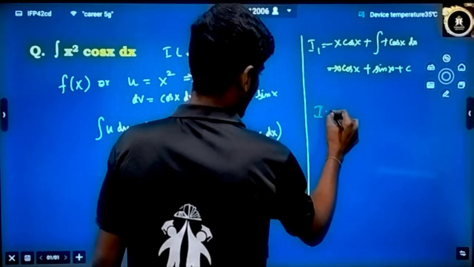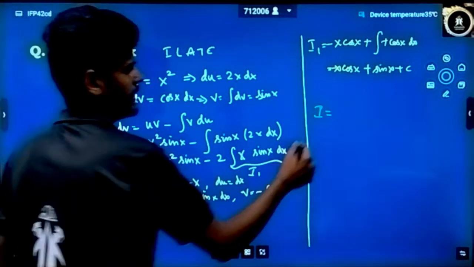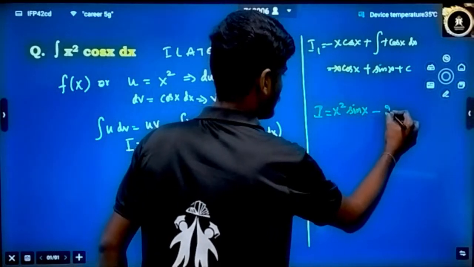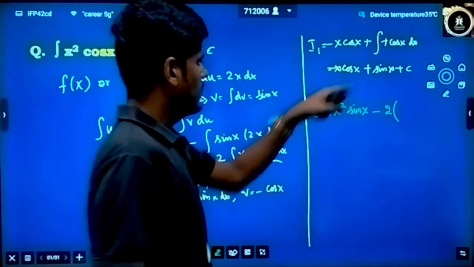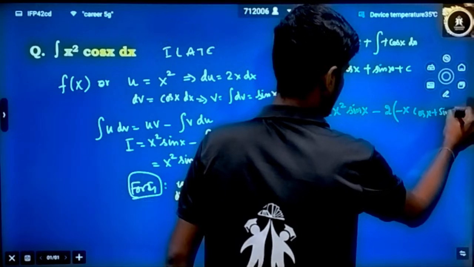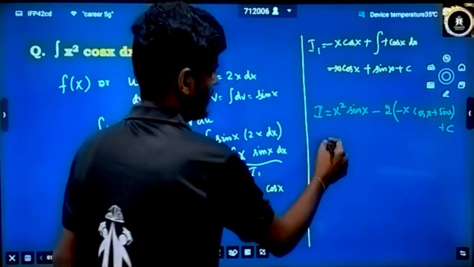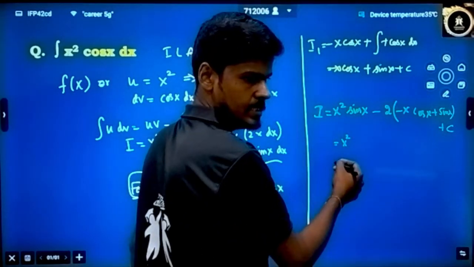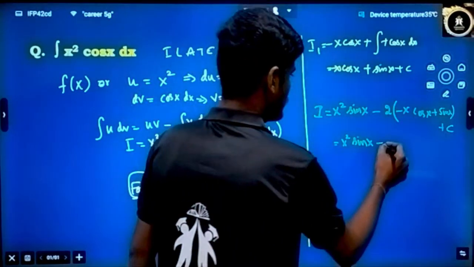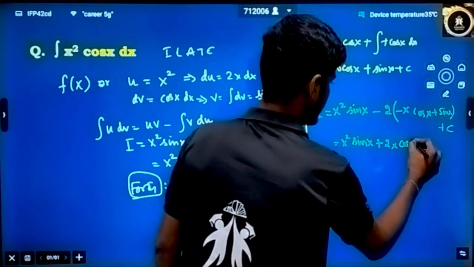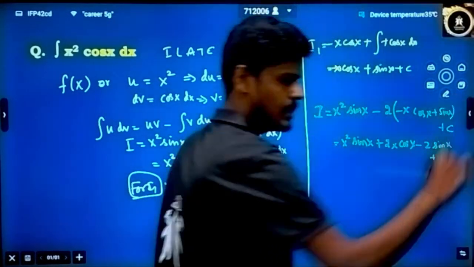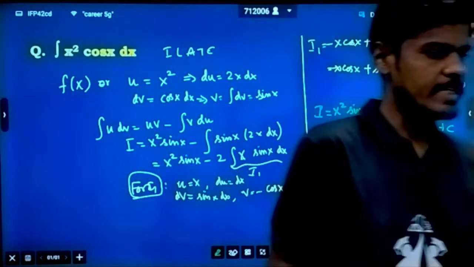So what is the final answer? I is equal to, first value is x square sin x minus 2 times this I1, which is minus x cos x plus sin x, plus constant. So what is the value, students? The final answer is x square into sin x, minus, this minus into minus will become plus, so we will get plus 2x cos x minus 2 sin x plus constant. Clear now? This is how we will solve integration by parts.